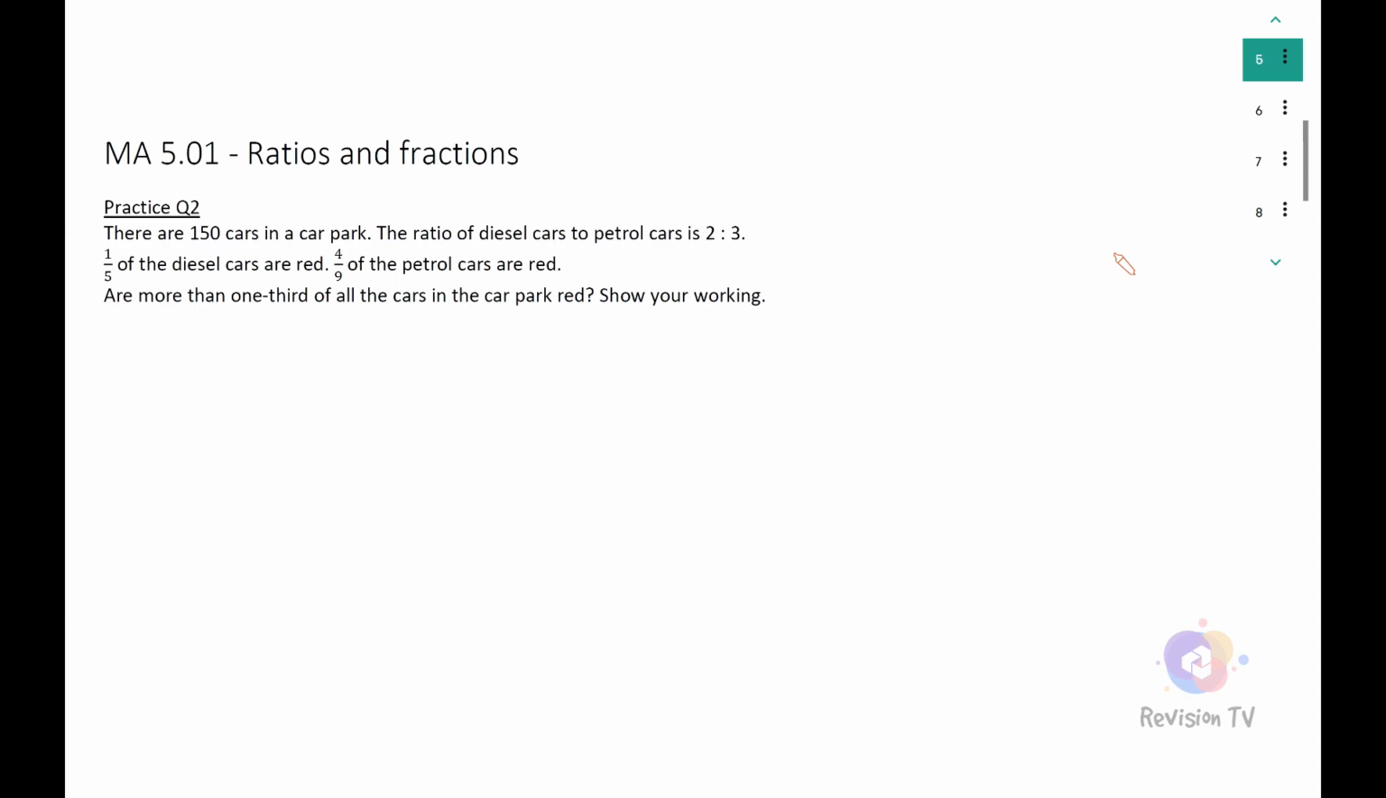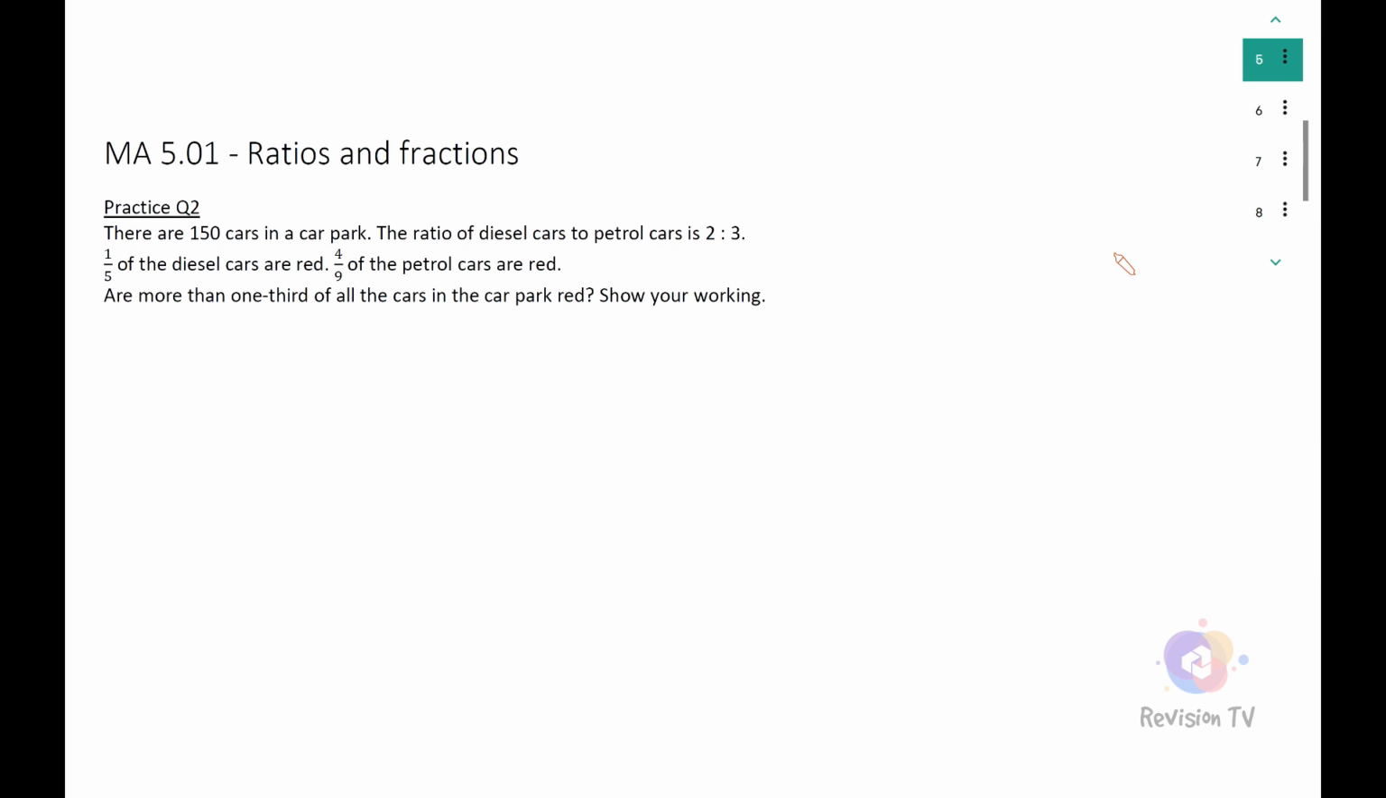There are 150 cars in a car park. The ratio of diesel cars to petrol cars is 2 to 3. A fifth of diesel cars are red. 4/9 of petrol cars are red. Are more than 1/3 of the cars in the car park red? Show your working. Again, 2 categories of information. The first one is whether they're diesel or petrol. The second one is whether they're red or not.